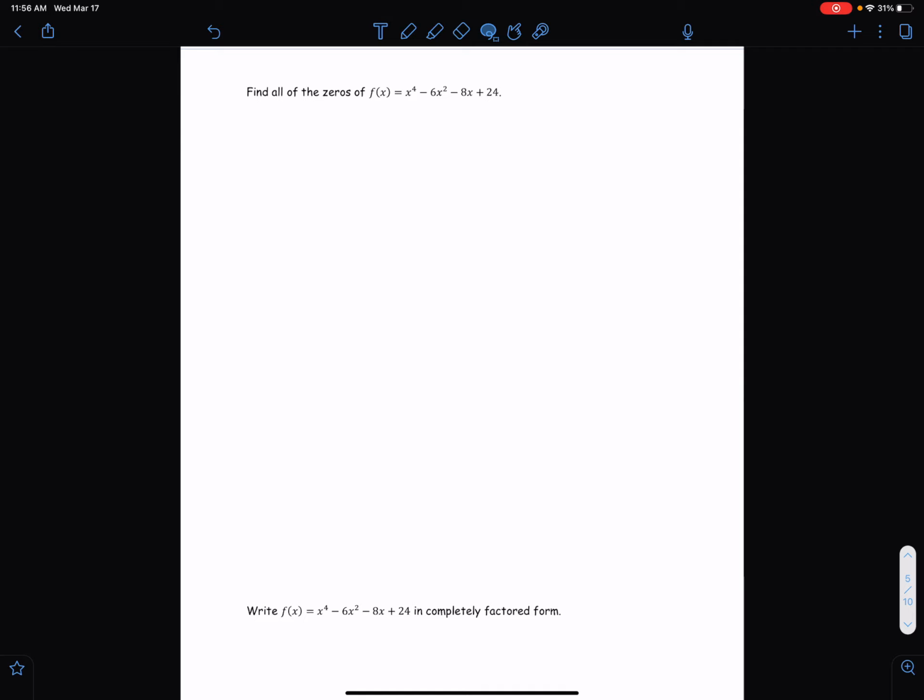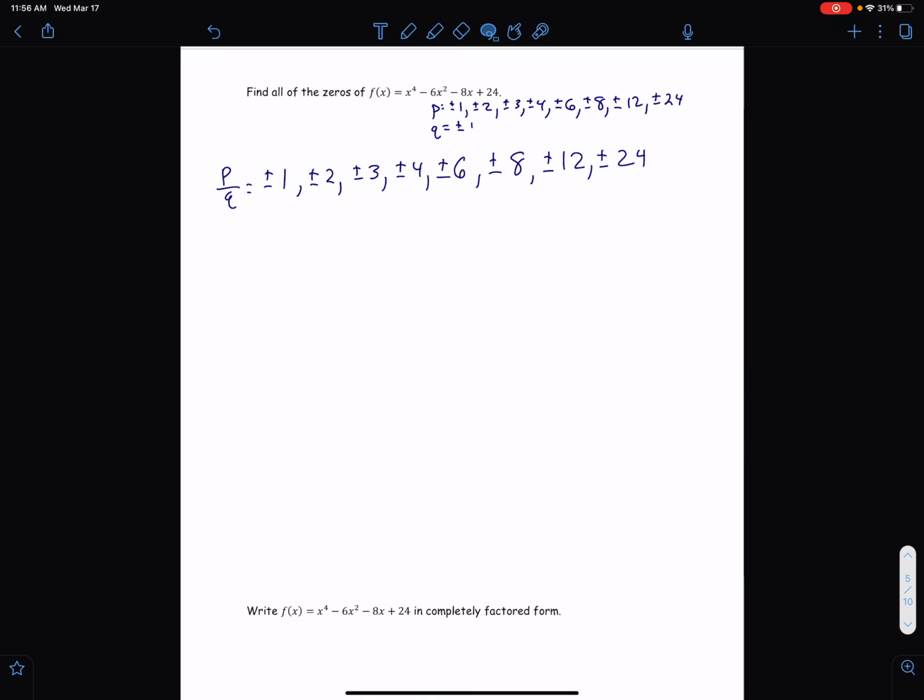So it says find all the zeros of f of x equals x to the fourth minus 6x squared minus 8x plus 24. First thing you got to do is we have to list all the potential zeros first. So we write down p, we write down q, and then it's nice when q is just 1 because it's just what p is going to be, because you're just dividing it all by 1. So those are all our potential rational zeros. Next step is to do what? Well, we have to figure out which ones are actual zeros. We got the potential ones, but we don't have the actual ones yet.